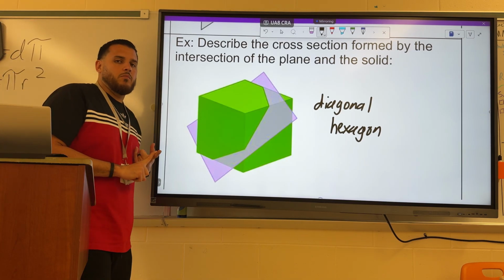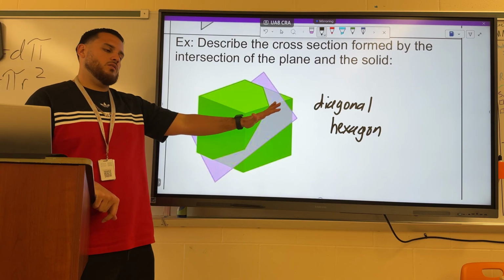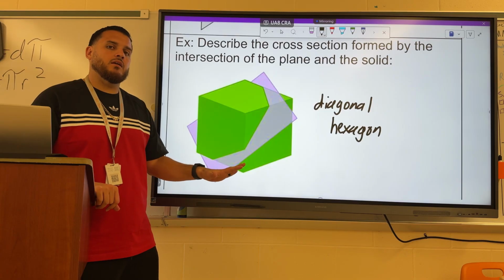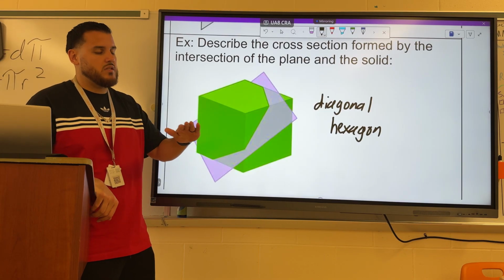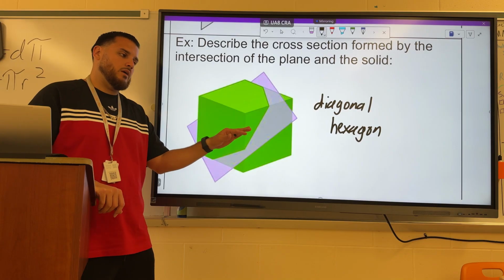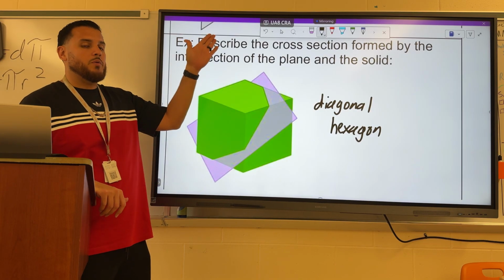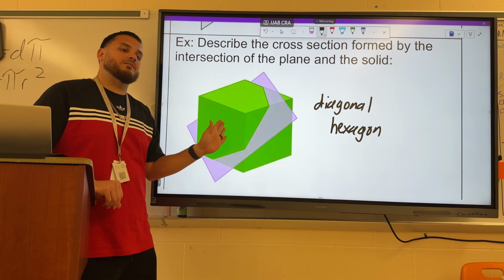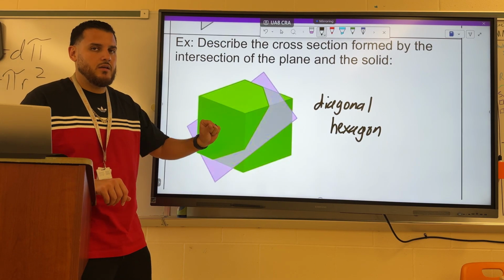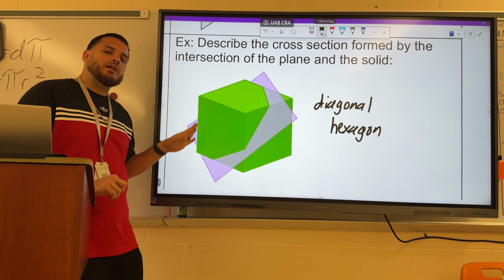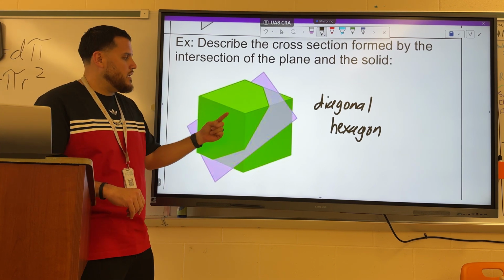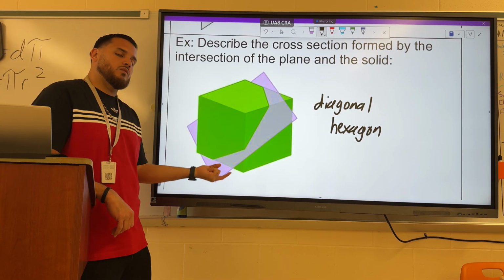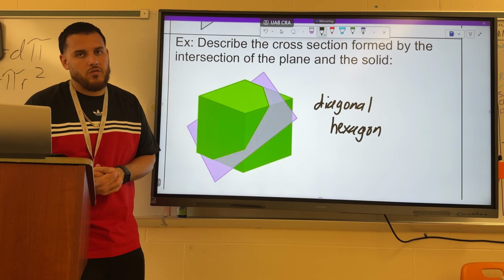Big picture things to remember. Parallel cross sections will be the same shape as the sides that the cross section is parallel to. Most of the time those are going to be parallel to bases. So parallel cross section, same shape as the base. Perpendicular cross sections are typically going through the base, and those will be the same shape as the faces of your figure. And from there, if you have diagonals or you're not quite sure, just know that for any number of faces touching your plane, your cross section will have the same number of sides as that number of faces.